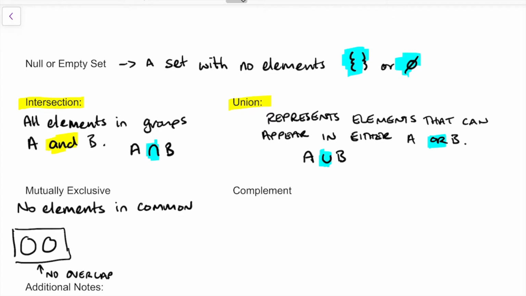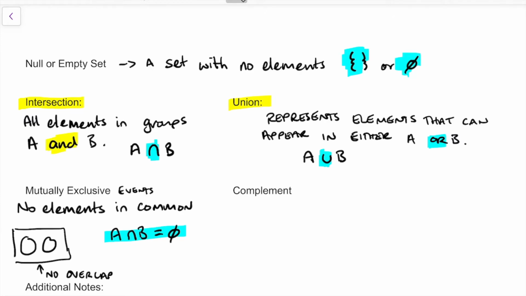Now this one has a formal notation as well. So it is A intersection B equals a null set. So there's our formal notation for mutually exclusive events. I'll just add an event there. Okay, so that's mutually exclusive.